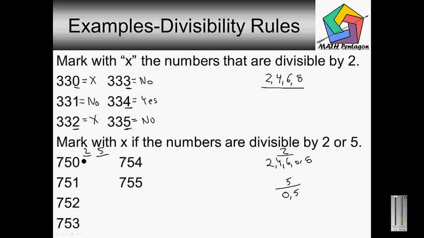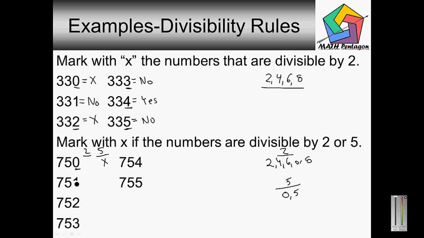Is 750 divisible by 2? No, it's not. So we don't put an X there. For 5, is it divisible by 5? Yes, because it ends with a 0. So yes, we put an X underneath the 5. So let's go to the next one.